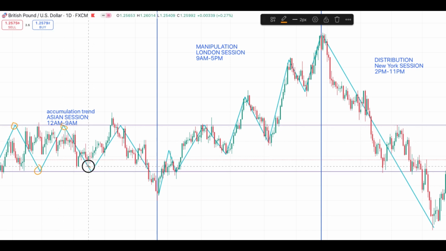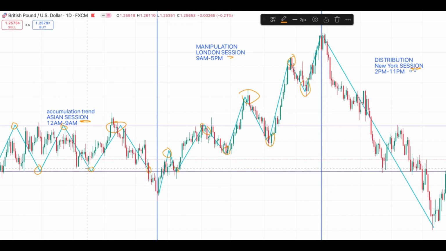So we have equal highs and equal lows at the same interval, in the same time frame, which is the Asian session. We have another one at this point here. This is a continuation trend, the accumulation. Then the London session gets in and we saw higher highs, higher lows, higher highs, higher lows. That is the market structure. Now you need to take note of the time session as well. This is the time 12 a.m. to 9 a.m. This is the time 9 a.m. to 5 p.m. This is the time 2 p.m. to 11 p.m.